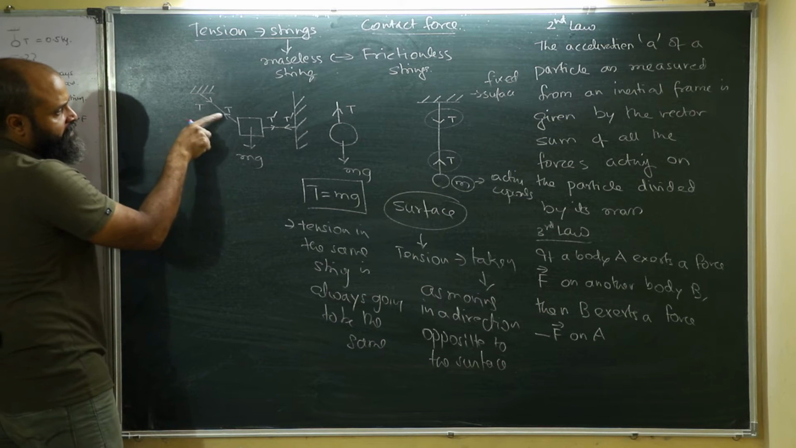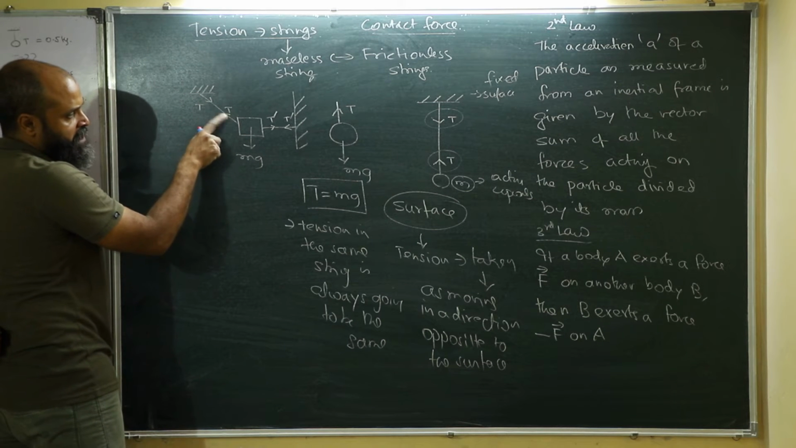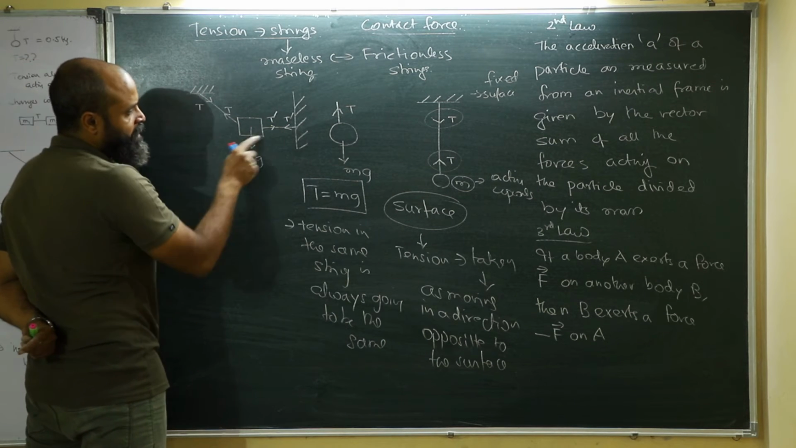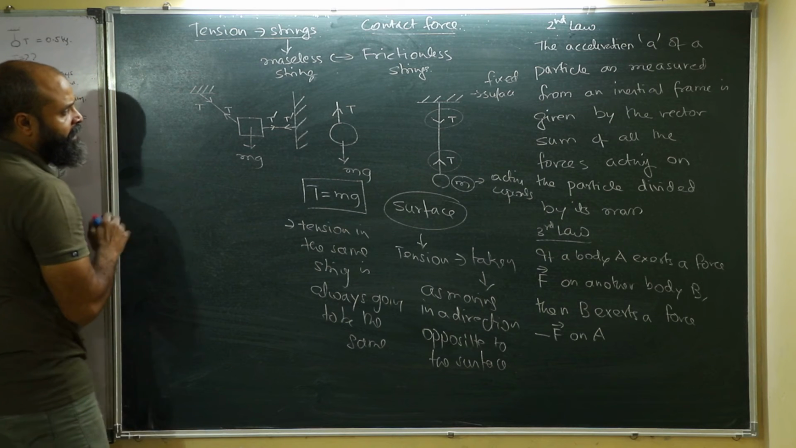So let's say if this is T, which is developed as a tension in this string, then this will be T dash. Why? Because the strings taken here are different.